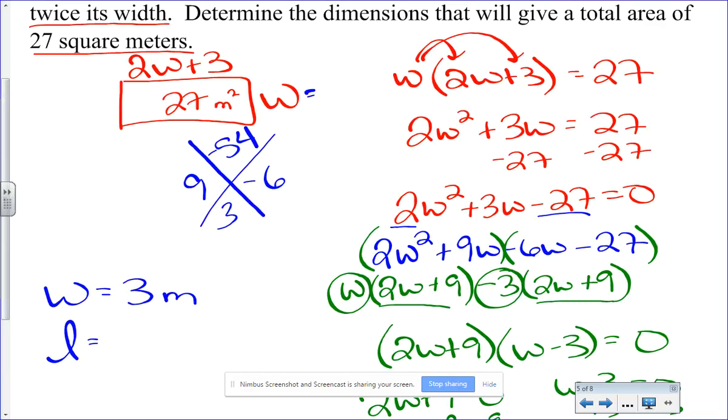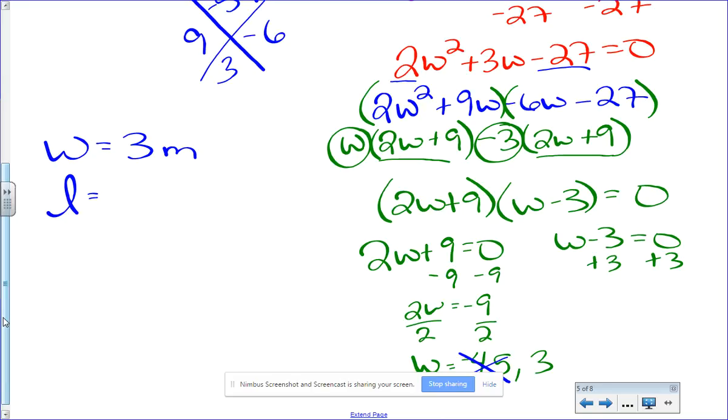So going back up to our diagram, if my width is 3, that means my length is 2 times 3 plus 3, which gives me 6 plus 3 or 9. So my length will be 9 meters.